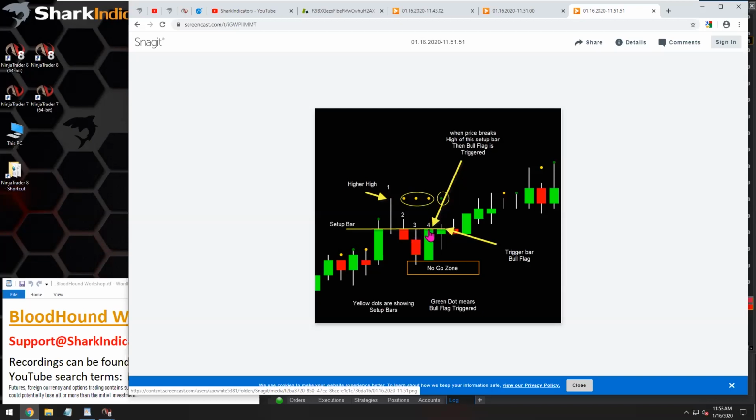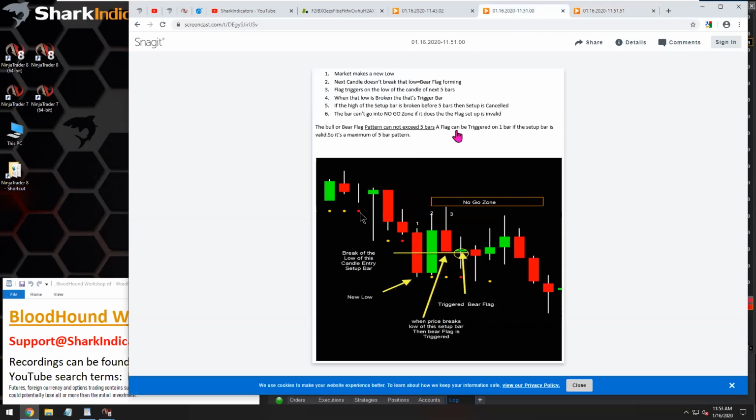The opposite would be, we get a low and then a higher low, and a higher low. The lows keep moving up until we get a bar that finally breaks the previous bar's low. So that's what we're looking for. And this is the trigger bar here.